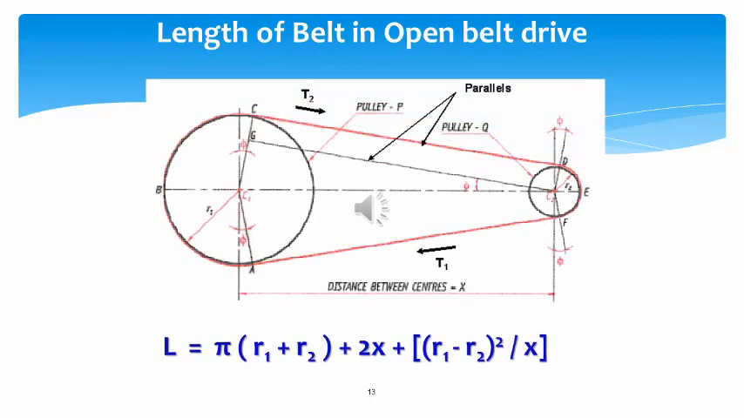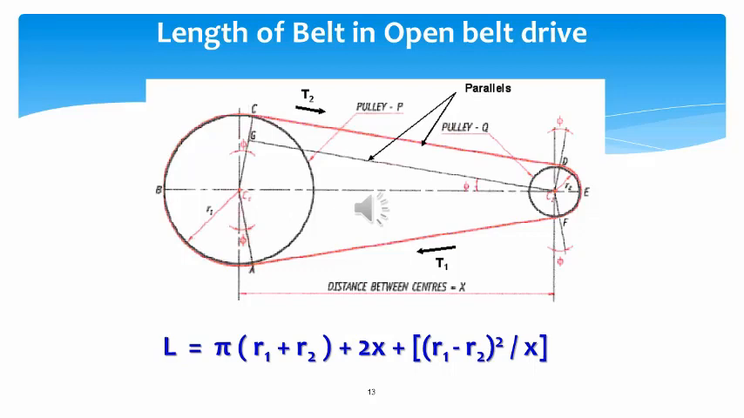Here we shall derive the length of the belt drive in open belt system. You can see the schematic diagram of the belt drive. You can see the two pulleys, the driven and the driver. The distance between the two pulleys is defined as X, and you have pulley P on the left hand side, the larger one, and pulley Q on the right hand side, the smaller one, connected using the open belt system.